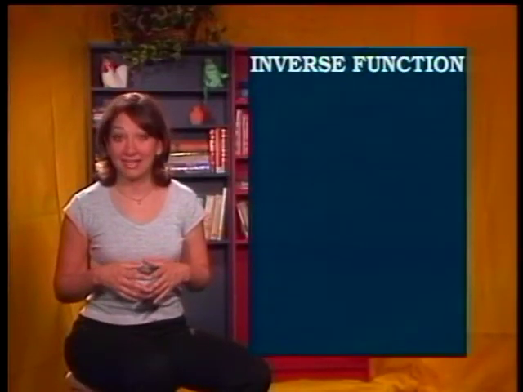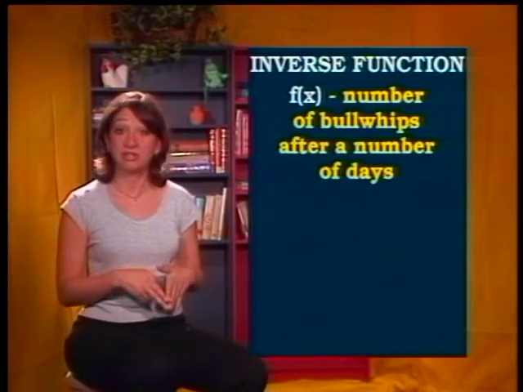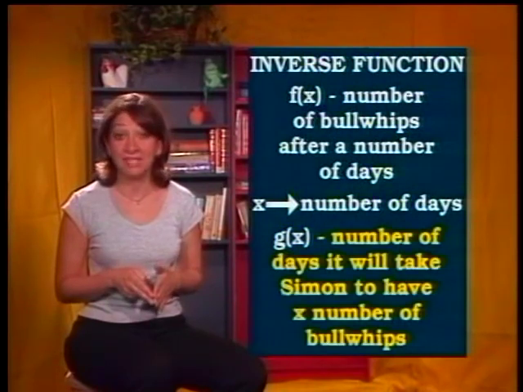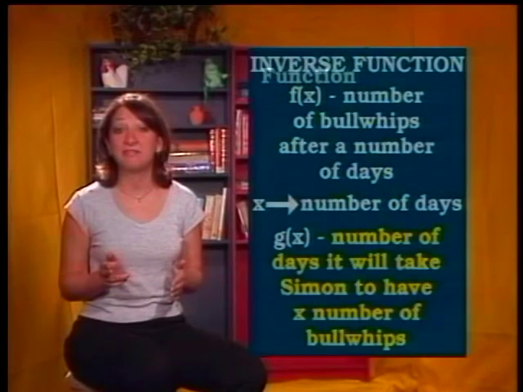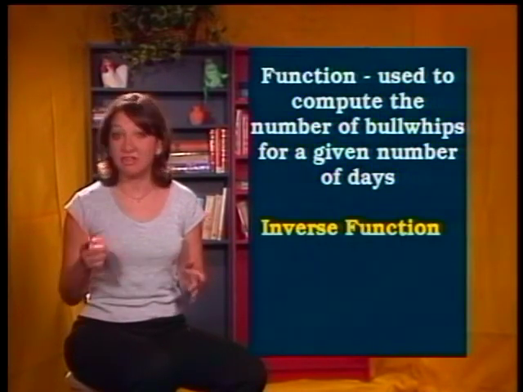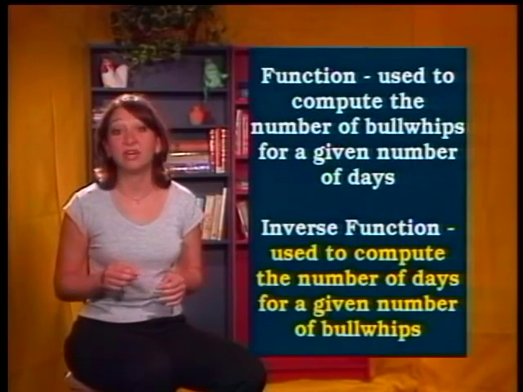Inverse functions work like this. If f of x tells you the number of bullwhips there are after a certain number of days, which is x, then g of x will tell you the number of days it will take for Simon to have x number of bullwhips. So earlier we used a function to compute the number of bullwhips for a given number of days. The inverse function will solve the opposite problem. It will compute the number of days for a given number of bullwhips. Graphs aside, there is also a technique that works directly on the equation of a function to turn it into its inverse. Quiz 2.